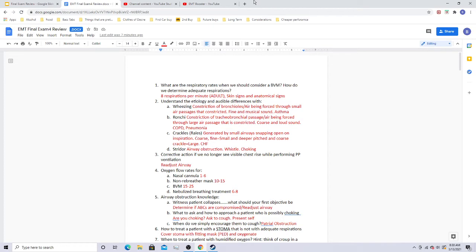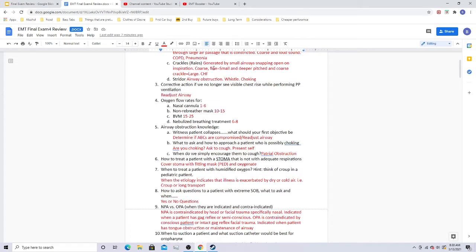Oxygen flow rates: for your nasal cannula, it's going to be 1 to 6. Non-rebreather mask will be 10 to 15. Your BVM will be 10 to 25. And nebulized treatments will be 6 to 8. Always remember, you're talking about liters per minute. You're not talking about any sort of other measurement. Because the big thing is always you want liters. You don't really care about anything else.